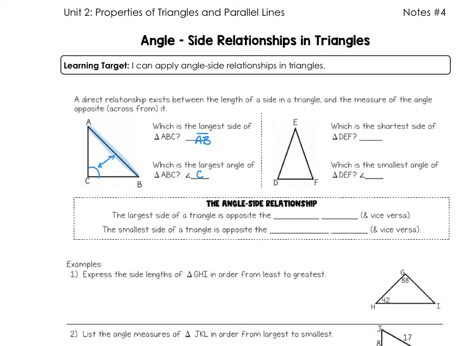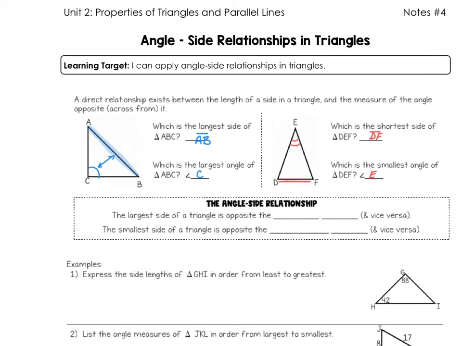In our second triangle, it says, which is the shortest side of triangle DEF? Well, it certainly appears that DF is the shortest side. And then the question following says, which is the smallest angle? And I would say angle E appears to be the smallest.